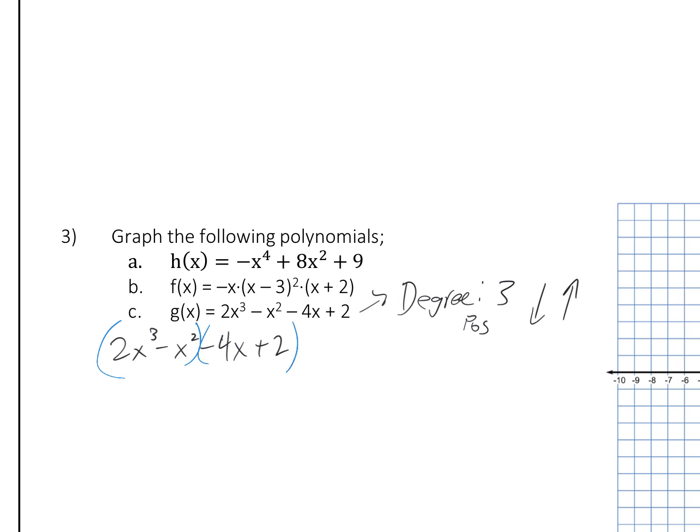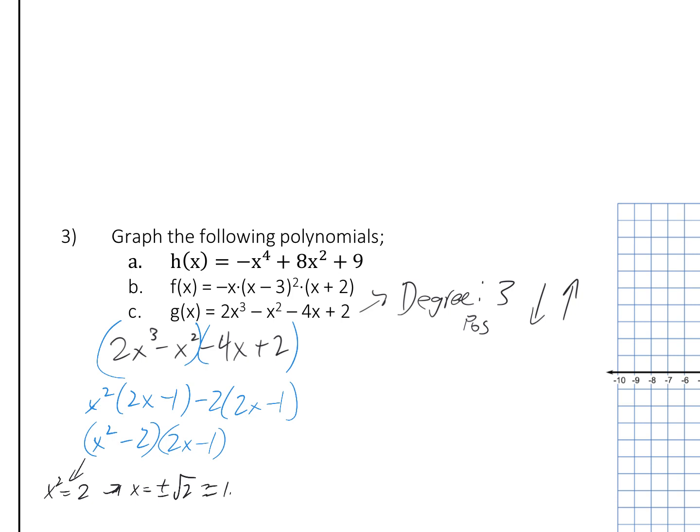Conveniently enough, I can take out x squared from this polynomial and get 2x minus 1. And from here, we'll take out negative 2, and we'll get 2x minus 1. So we get x squared minus 2, and we'll also get 2x minus 1 as another polynomial. Now, x squared minus 2 is kind of a funky one. When we solve this, we will get x squared equals 2 and x equals plus or minus square root 2. Now, this is roughly a weird decimal, 1.41. I'm just going to get close to the number. It's going to be 1.5. And then my other number right here is going to be 0.5 when I solve it, or just 1/2. So we have root 2 comma 0, and then negative root 2 comma 0.